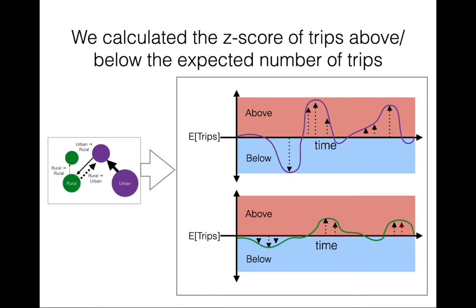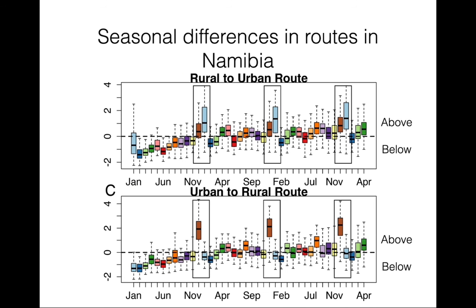We can then also look at different patterns by routes, by different rural and urban areas, since different routes of travel may have different seasonal patterns, to see if there were more or fewer trips relative to the number of expected trips of each route type over the course of the year. And once again, here are some examples from Namibia, with travel from rural to urban areas shown on the top and travel from urban areas to rural areas shown on the bottom.